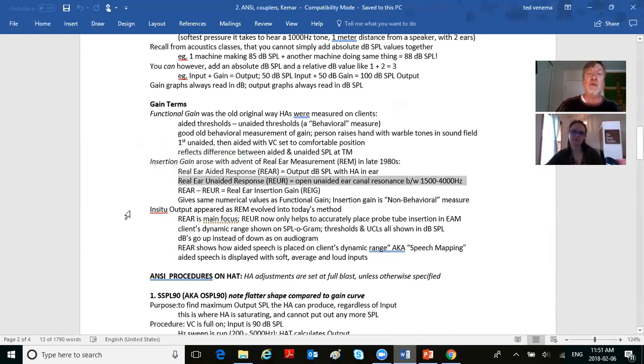Now, here's Seewald. In situ output has appeared as real ear measurement has evolved into today, okay? REAR is the main focus. REUR only helps to determine accurately whether the probe tube is placed in the ear canal correctly. We'll talk way more about this later, okay? But I'm just giving you a heads up. This is where we're going. We're going to be talking after the midterm especially about the evolution from old real ear to today's real ear, okay? All right.